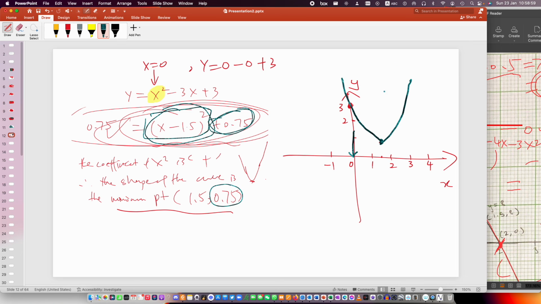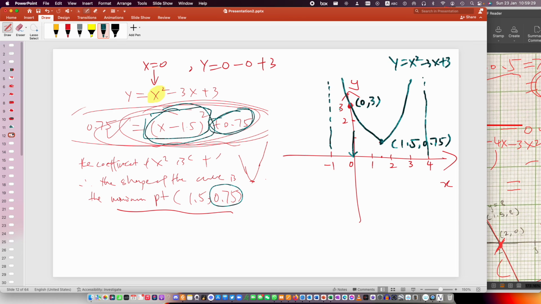So label. This is your (0, 3). This is your (1.5, 0.75). And this is your curve y equals x squared minus 3x plus 3. And then, not yet. It's not going on indefinitely because it's bounded. So you need to also find out what this point is. It's bounded.